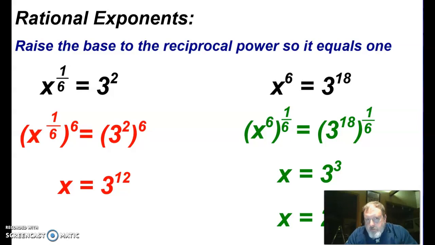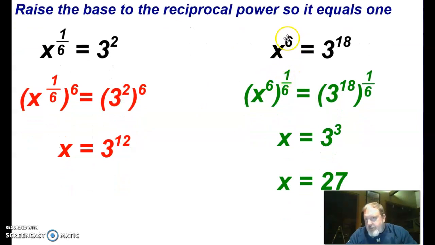All right, rational exponents. Anytime you have a fraction here, which is a rational exponent, if you want to just make that x or y or whatever variable you're dealing with, just multiply by the reciprocal power to both sides. So the reciprocal of 1/6 is 6. So I raise both sides to the 6th power. That gives me x here, 3 to the 12th there.